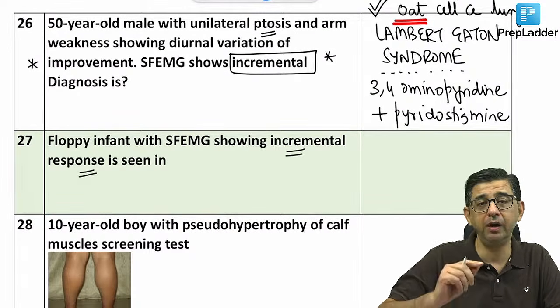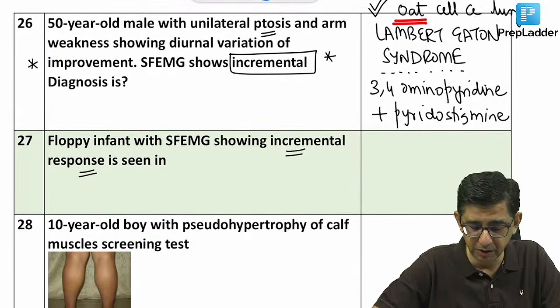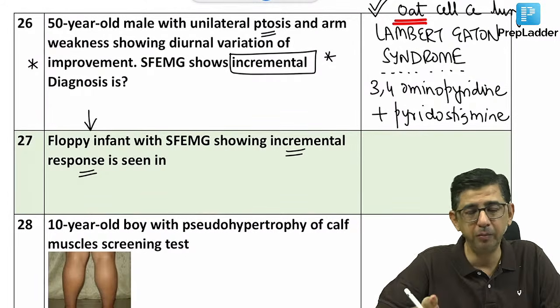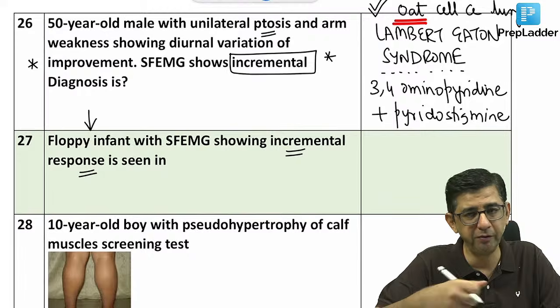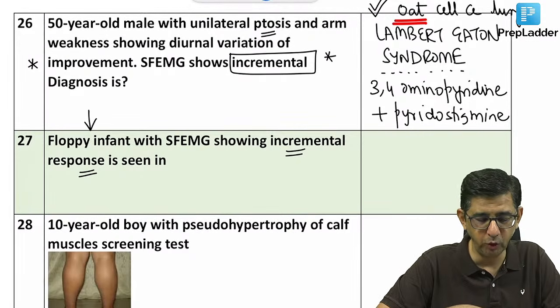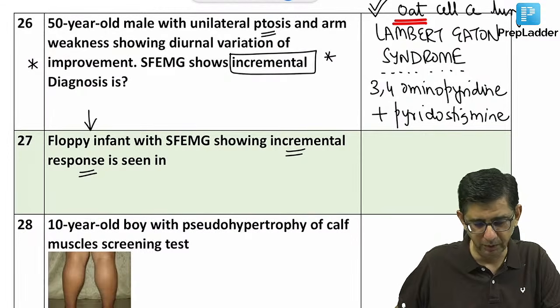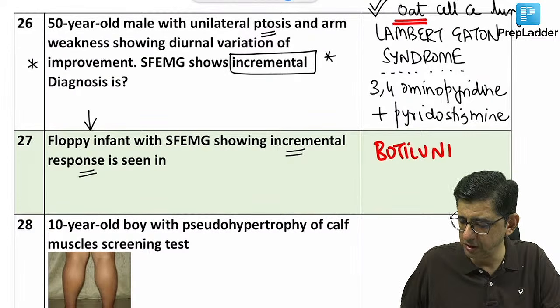The question is regarding single fiber electromyography showing an incremental response, but this time it is a floppy infant. The history is that the child was given honey after birth, and the honey was contaminated with botulinum spores, so there was a decrease in the level of acetylcholine at the neuromuscular junction. So therefore this would be answered by you. Yes, I think everybody has got the correct answer now, that is botulism.